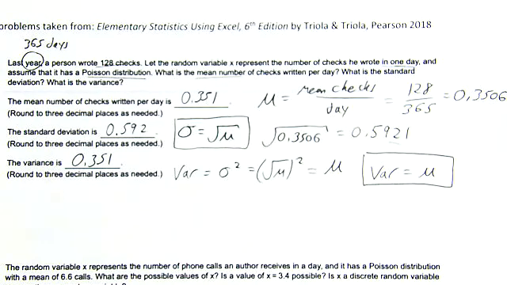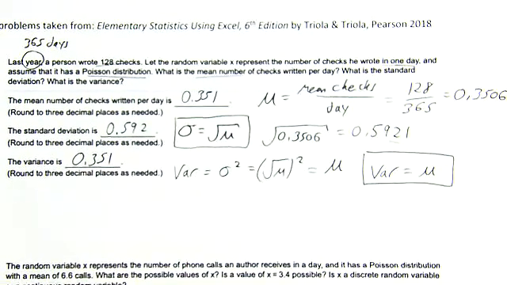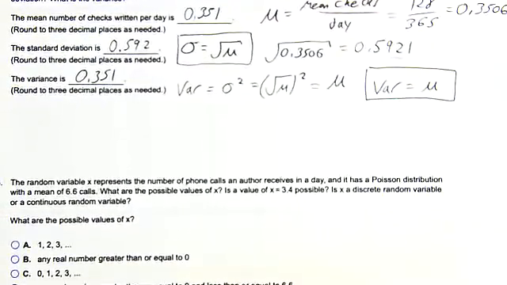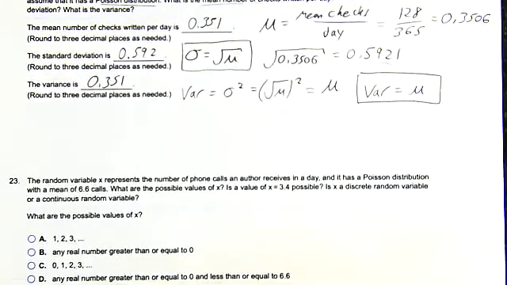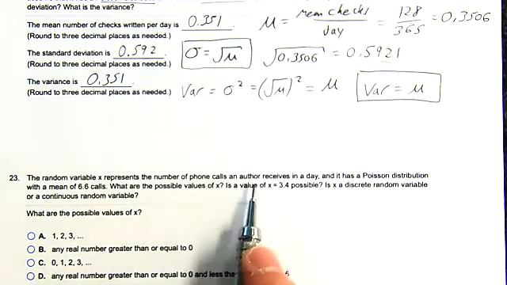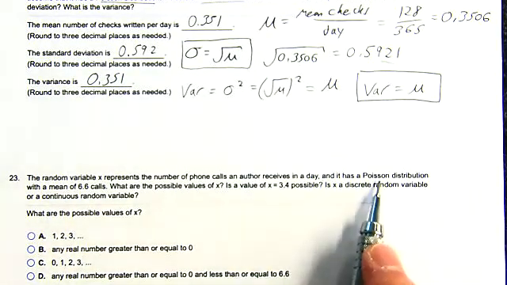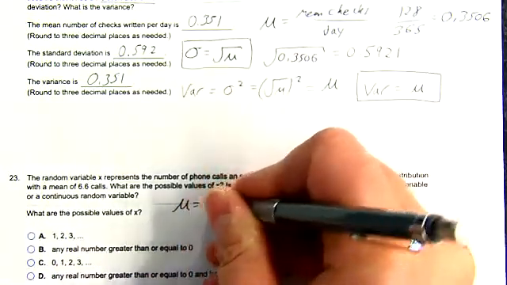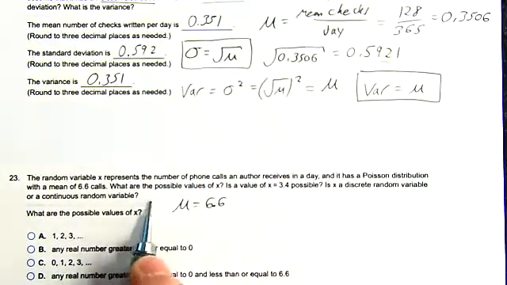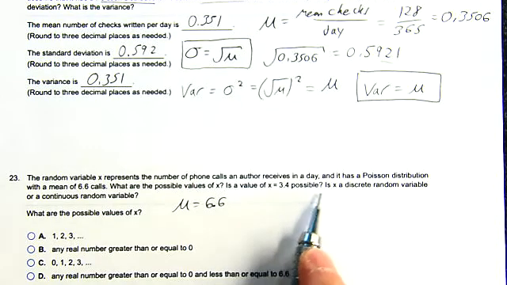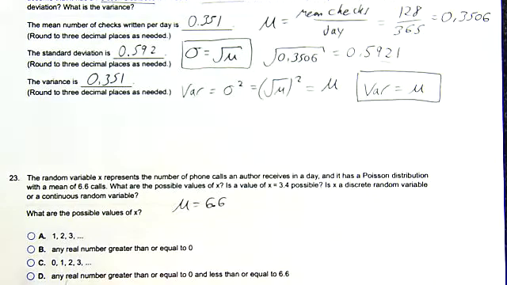Okay, 23. The random variable x represents the number of phone calls an author receives in a day. And it has a Poisson distribution with a mean of 6.6 calls. So they're saying mu is 6.6. What are the possible values of x? Is a value of x equal to 3.4 possible? Is x discrete or continuous?